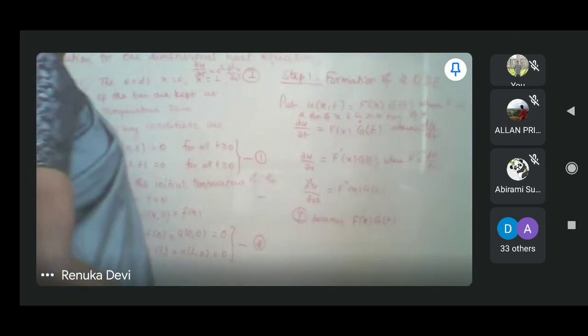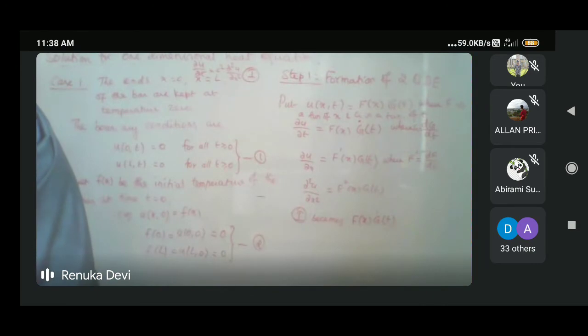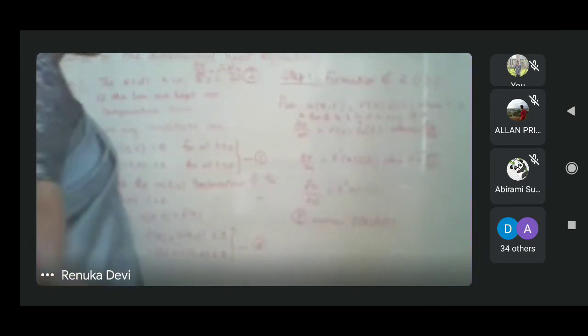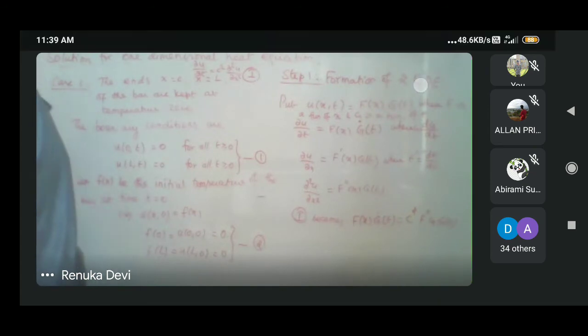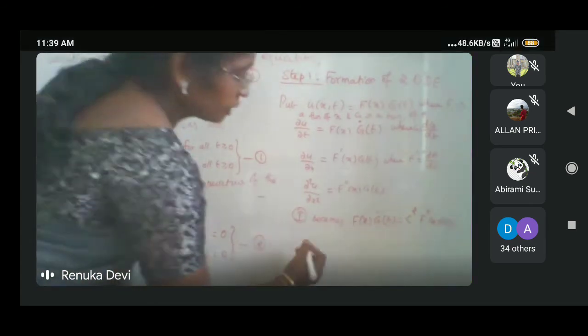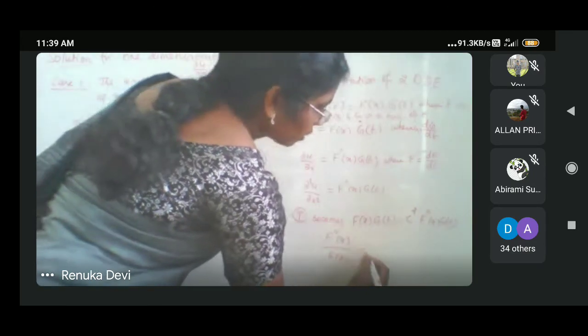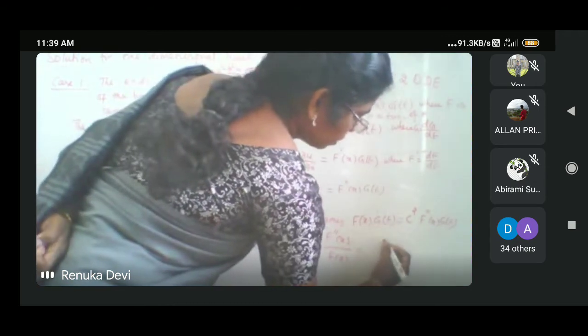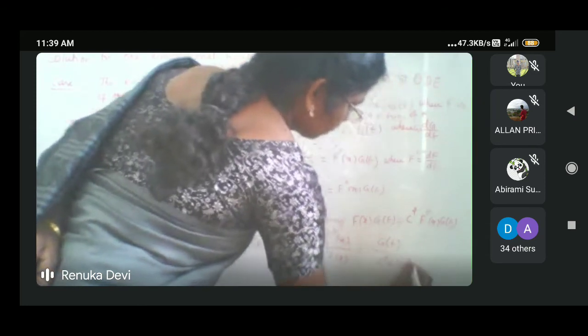But here follow the crazy. There we are. There they use dot and dash separately. Okay. So f of x into g dot of t equal to c squared f double dash of x into g of t. Now we group the variables, separating the variables. That is f double dash of x by f of x equal to g dot of t by c square g of t. Is it okay? Am I right?